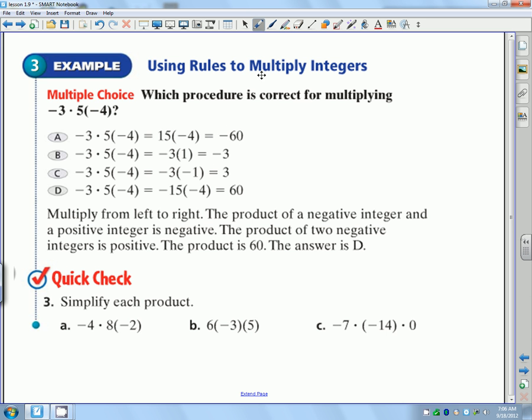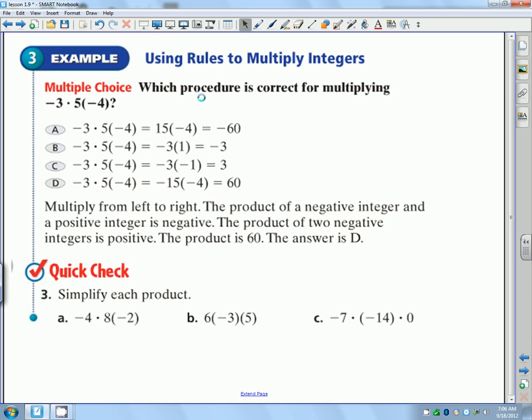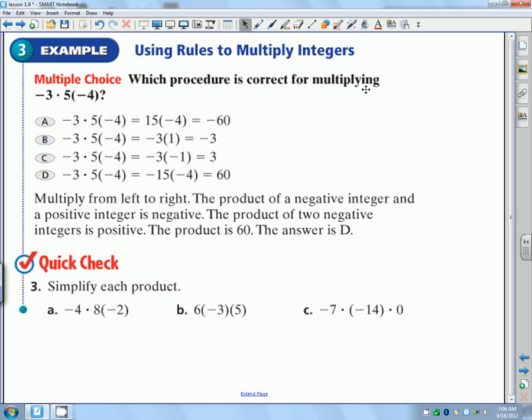Okay, so using rules to multiply integers. Which procedure is correct for multiplying negative 3 times 5 times negative 4? If you look over here, there are 4 different answers: negative 60, negative 3, 3, and 60. So what do I do first?